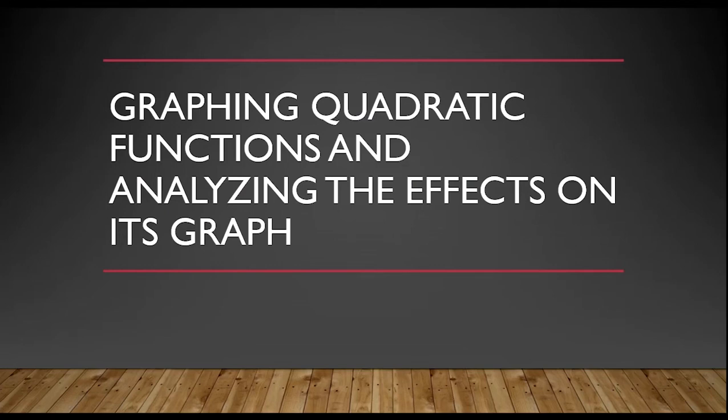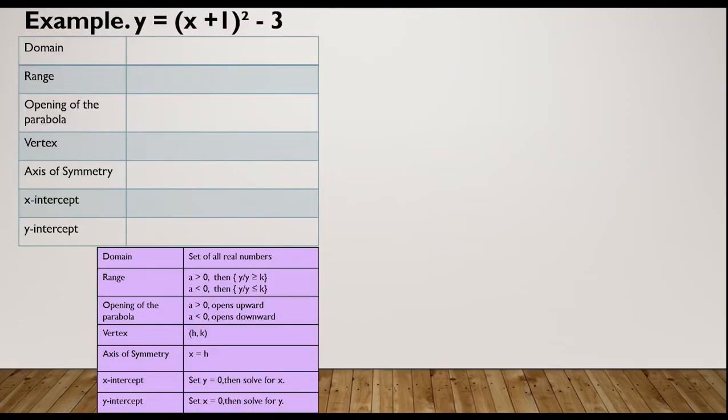Graphing quadratic functions and analyzing the effects on its graph. So I have here an example, which is y equals (x plus 1) squared minus 3. So we're going to identify the domain, range, opening of the parabola, vertex, axis of symmetry, x-intercept, and y-intercept. Here I have a table below as our guide in answering the following.